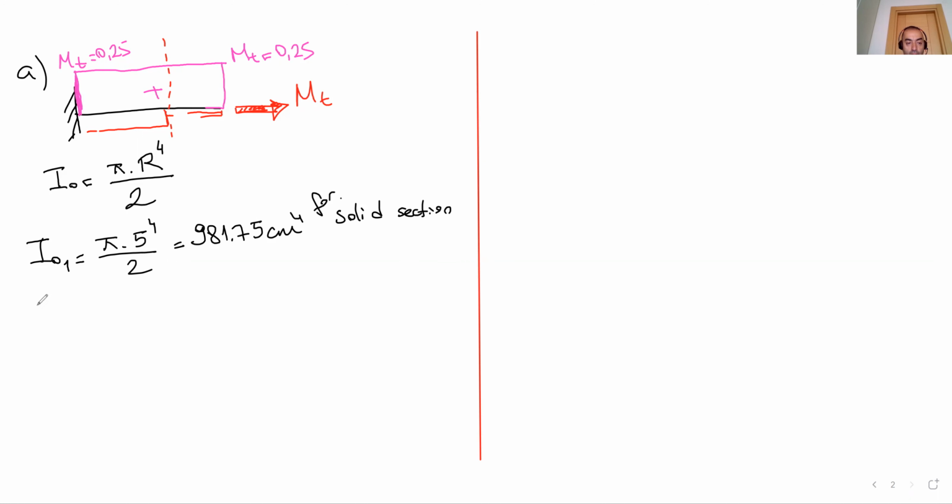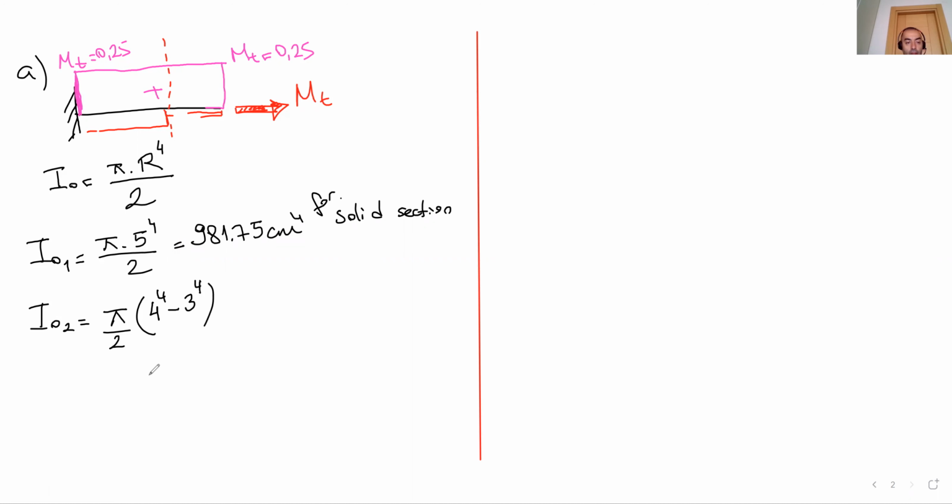For the solid section. I02 is the second portion, and there is only a circular hollow section over there. We are going to calculate the I0 polar moment of inertia of this section. It's easy. We are going to use the same equation here. Pi over 2 is the constant value. Here the outer radius is 4 and the inner radius is 3.